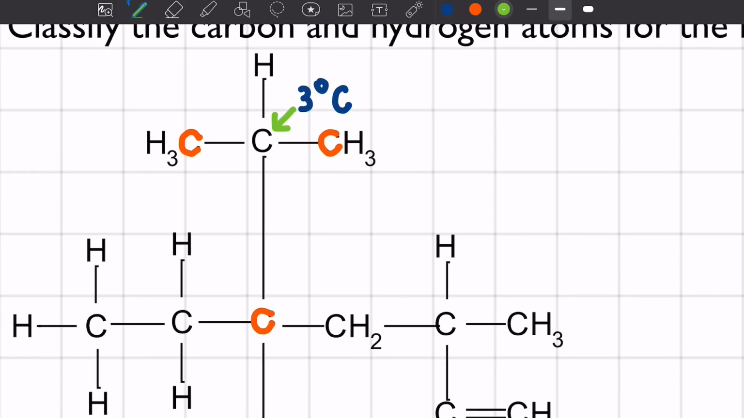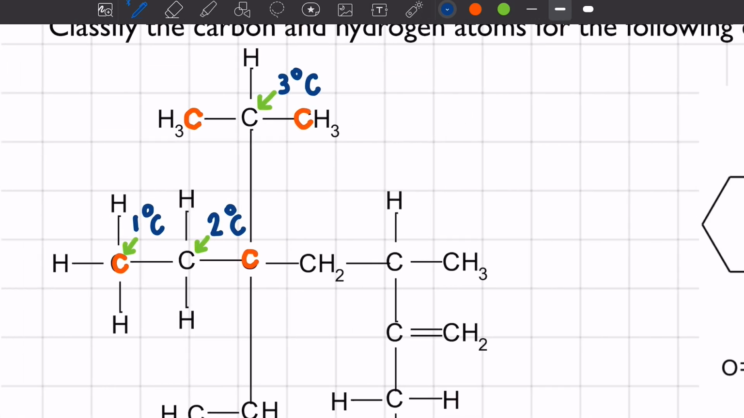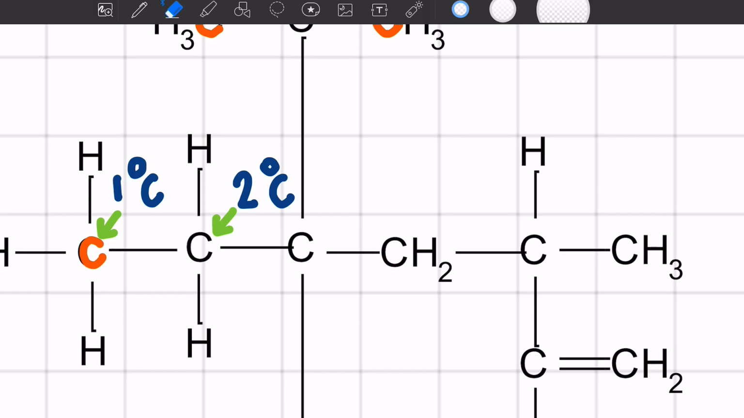Okay, next. Jom buat yang tepi ni sekali pula. Okay, let's have a look. So this carbon bonded to only 1 carbon. Betul tak? Therefore, dia adalah primary carbon. Okay, next. Okay, medan padam. Kita nak cari yang ini pula. So this carbon bonded to two carbon. Therefore dia adalah secondary carbon. Okay. So kita hanya tengok dia bonded to berapa carbon.